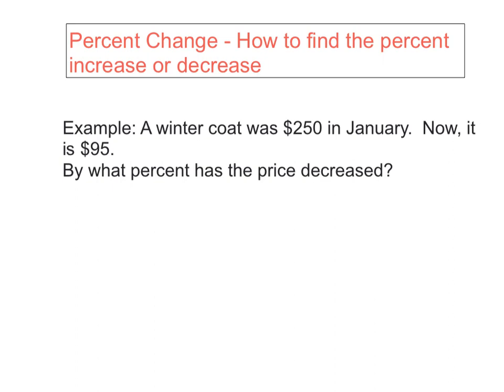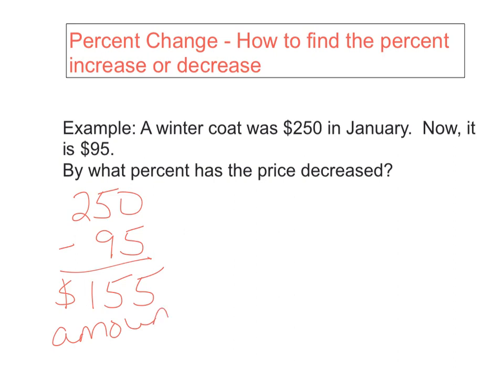You know this is a good sale, but just how good is it? The first thing you have to realize is you can't do 95 over 250. That is very much the temptation, but it's not right. First you have to find the amount of change. How much did the price go down? We take 250 minus 95, and that gives us $155. That is the amount of change, and that is the number we are actually going to use, not the 95.